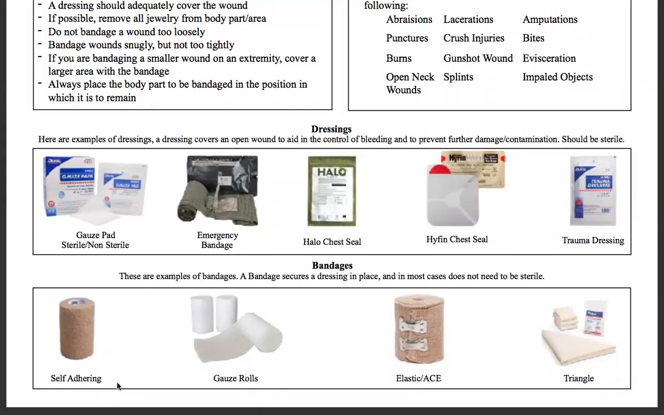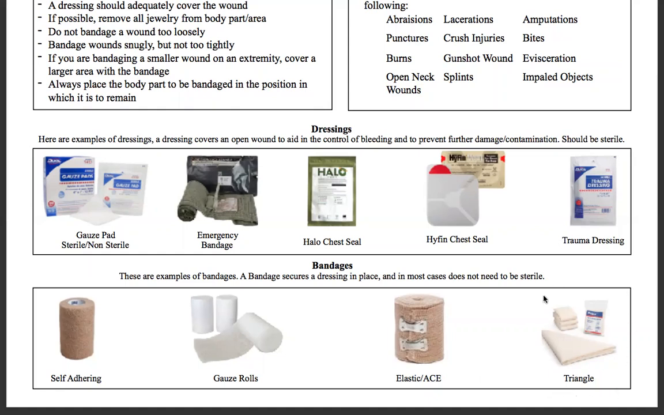So here we have a self-adhering bandage. These are very popular on the ambulances. You'll find all of these on the ambulance, but I'd say we go through the most of the self-adhering just because it's so nice. The gauze rolls, obviously, we've got tons of those. Elastic ACE bandages are really good for pressure dressings when you need a lot of pressure. These elastic bandages allow you to really crank down.